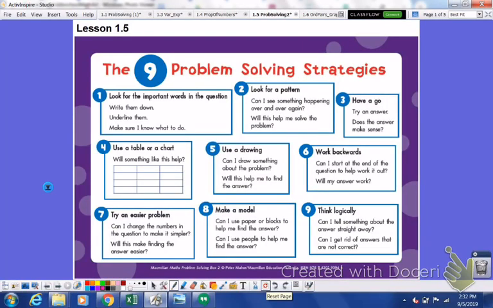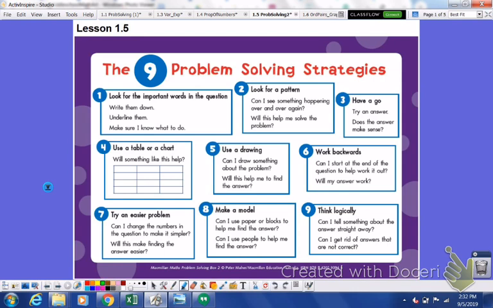Okay, in Chapter 1, Lesson 5, we're going to be talking about some problem-solving strategies. So we have our 9 problem-solving strategies on our first slide here. First off, we have looking for important words in the questions. We could look for a pattern. We could have a go at it. We could use a table or a chart, use a drawing, work backwards, try an easier problem, make a model, or always just think logically. And these are not our only problem-solving strategies, but these are the 9 we're going to focus on right now.